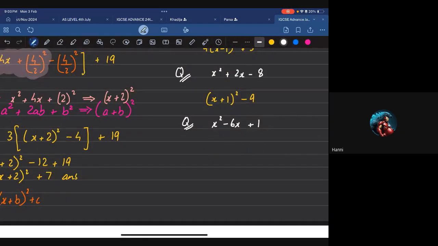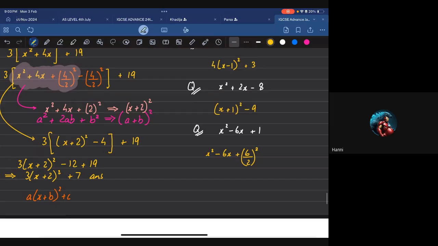Honey, I'm going to do it a bit quickly. All right. I have another class after this. So what is going to happen is, honey, I'm going to rewrite the entire thing down, and I'm going to add half of this number, whatever this number is. If it's -6, half of this number is going to be what? 6/2. And then I'm going to square it. Clear, honey? Yes, okay. Is this clear?